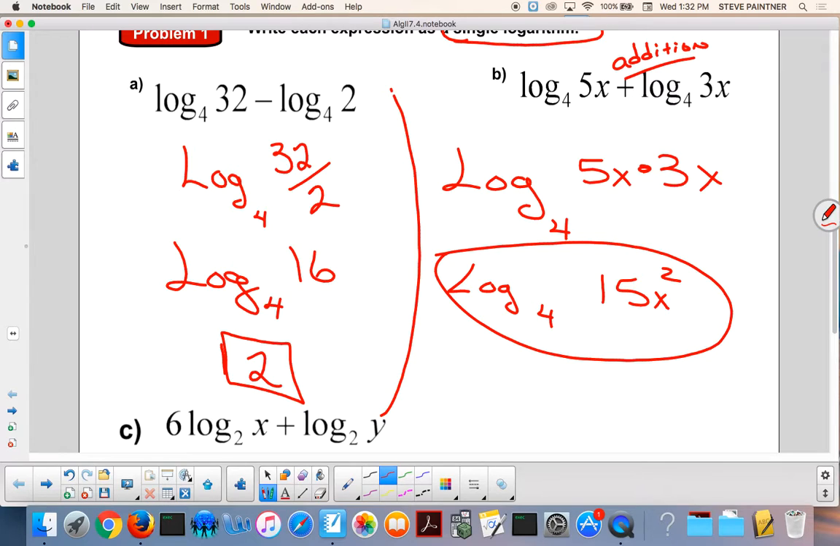You would be right, Isaac, if it said log of 15x, all of it raised to the second power. See, this 2 only goes with the x. And for me to put the 2 out in front, I'd have to split it back into this again. I'd have to split it apart and go log of 15 plus log of x squared.